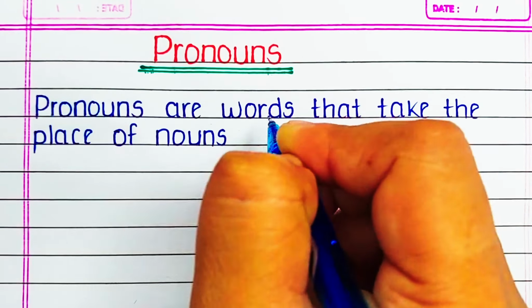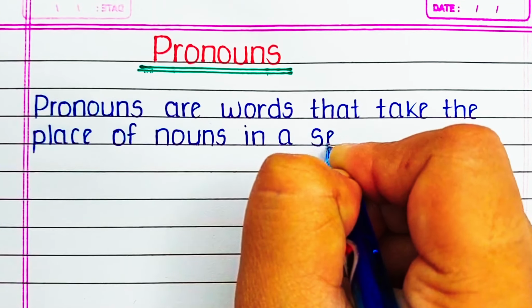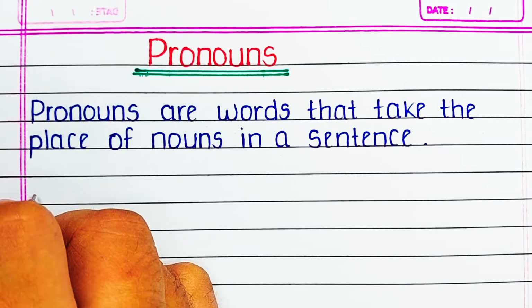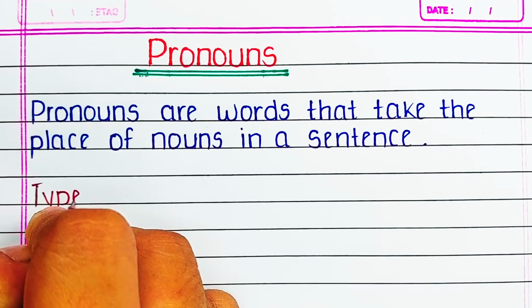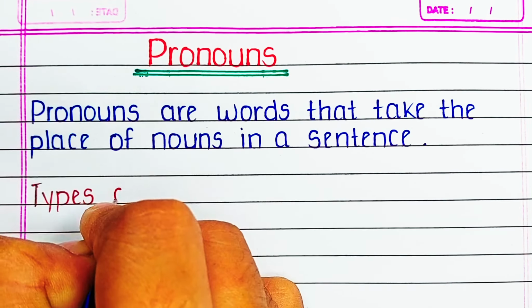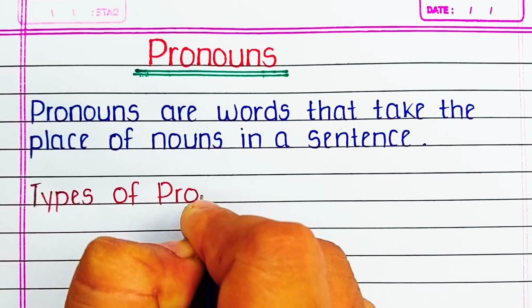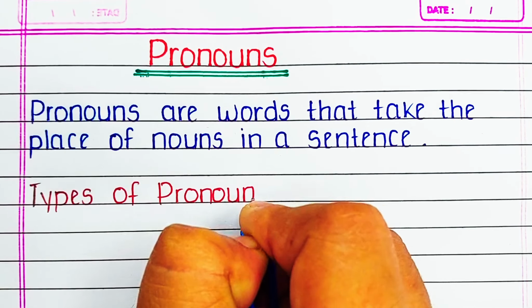First of all, let's learn about its definition. Pronouns are words that take the place of nouns in a sentence. Next, types of pronouns. Pronouns are basically divided into 8 types.